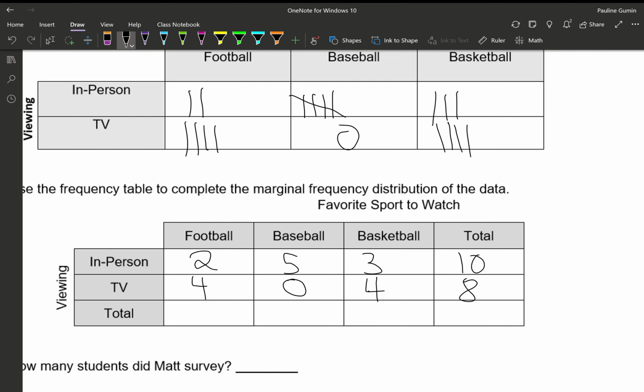Now we're going to complete the totals in the bottom row. To do that, I add the columns. 2 plus 4 is 6. 5 plus 0 is 5. 3 plus 4 is 7. Now let's add 6 plus 5 plus 7. That gives us 18. And just to double check, 10 plus 8, that's also 18. 18 goes in the corner.